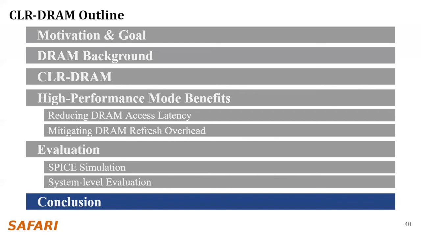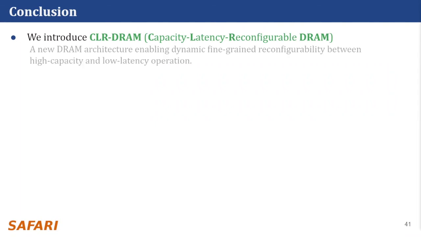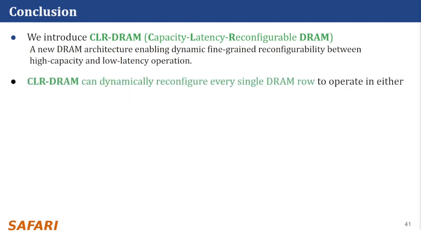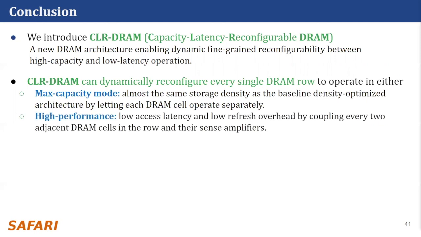Now, let me conclude my talk. We propose CLR-DRAM, capacity-latency reconfigurable DRAM. CLR-DRAM is a new DRAM architecture that enables dynamic fine-grained reconfigurability between high capacity and low latency operation. CLR-DRAM can dynamically reconfigure every single DRAM row to operate in either a max capacity mode that maintains almost the same storage density as the baseline density-optimized open bitline architecture by letting each DRAM cell operate separately, or a high performance mode that provides low access latency and low DRAM refresh overhead by coupling every two adjacent DRAM cells in a row and their sense amplifiers.